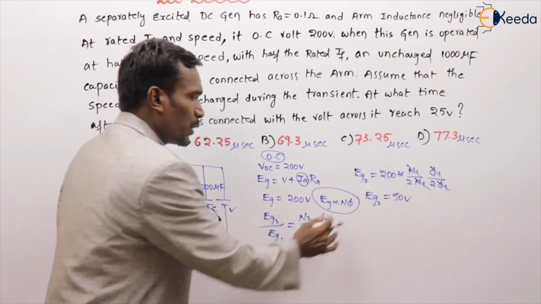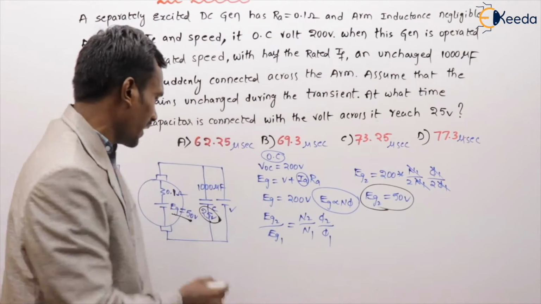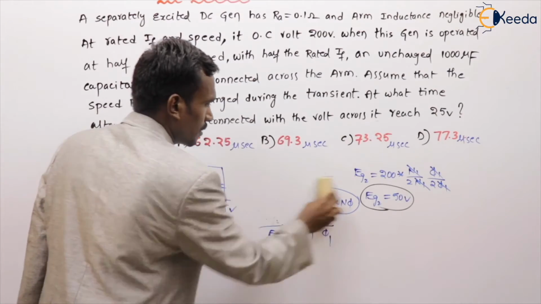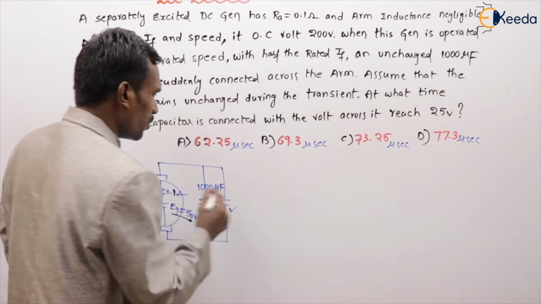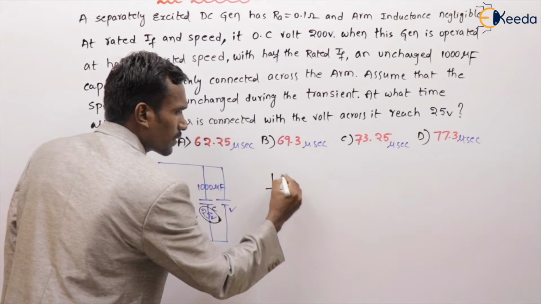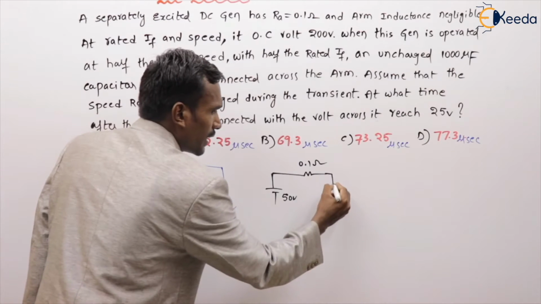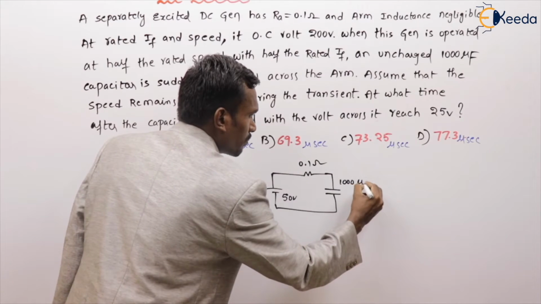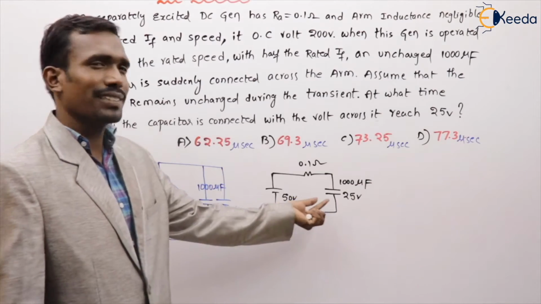Now I am removing this, there is no use of it now. We just have to know that 50 volts is the Eg. That is enough. Now this circuit is like this. This is 50 volts, and this is my resistance 0.1 ohms, and here one capacitor of 1000 microfarad is connected, and it charges up to 25 volts. This is my circuit finally.